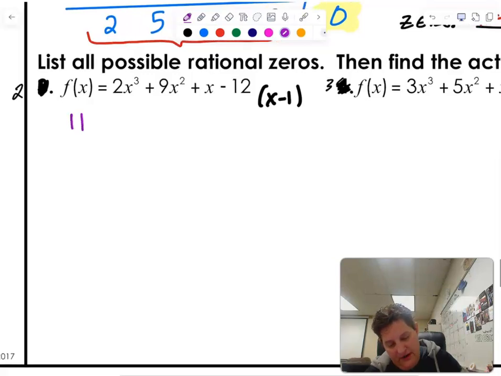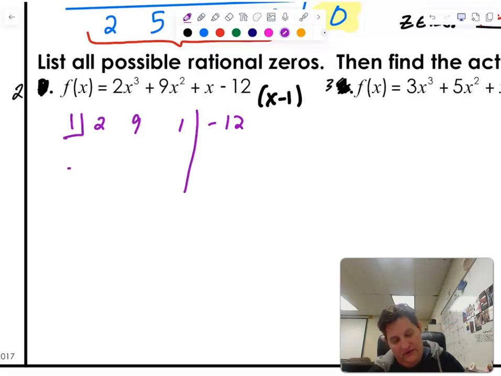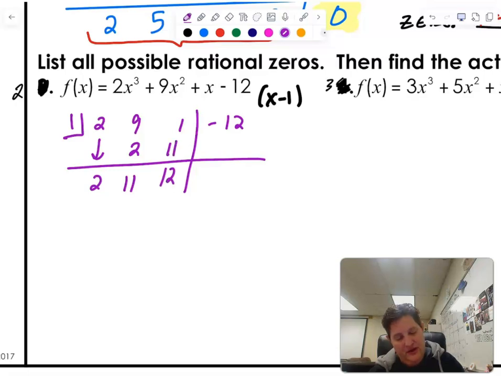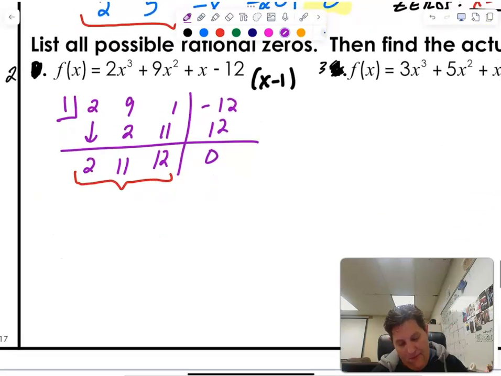Okay, let's see if 1 is a factor of 2, 9, 1, negative 12. All right, 2 times 1 is 2, that's 11. 11 times 1 is 11, that's 12. 12 times 1 is 12, that's 0. So this is a factor. All right, I'm going to factor these out. Okay, it started with an x to the third, so this is 2x squared plus 11x plus 12.